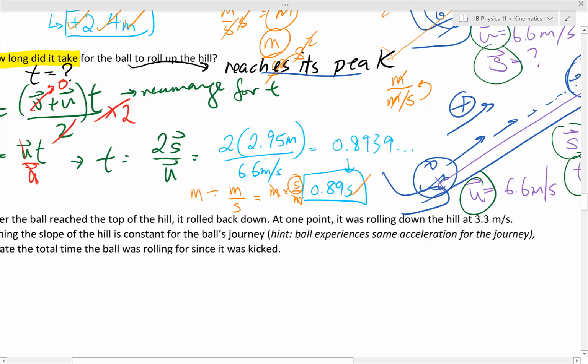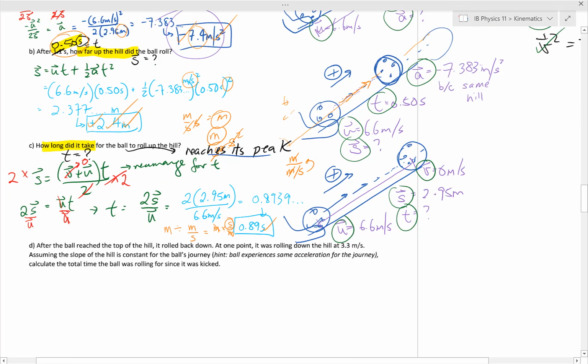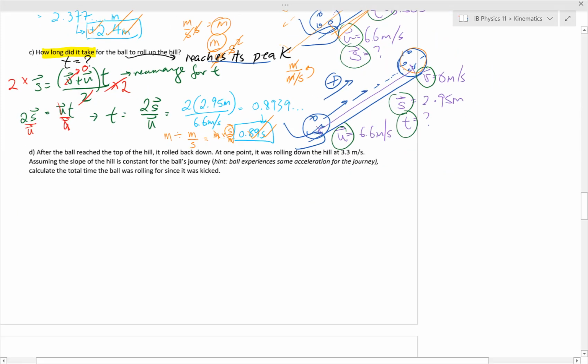Units check off. As for the time, it makes sense because the ball didn't go very far. It only went up 2.4 meters going up here, which is not all the way at the top, taking about 0.5 seconds. Now, if it reaches the top, it must take a longer time, and 0.89 seconds is larger than 0.5 seconds, so our value does check off. So in relation to the rest of the problem, our answer makes sense in that regard. Everything is consistent. Next problem.